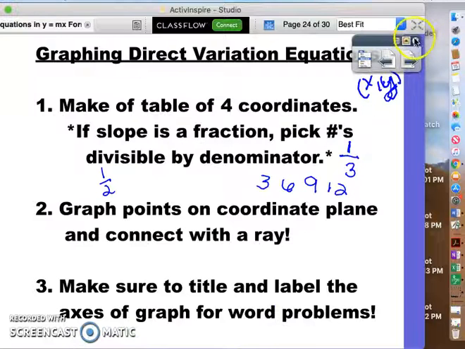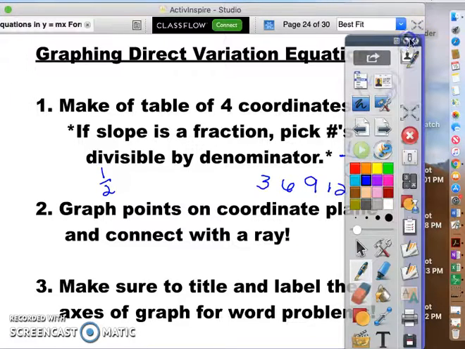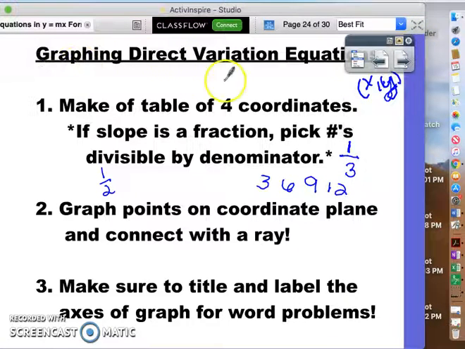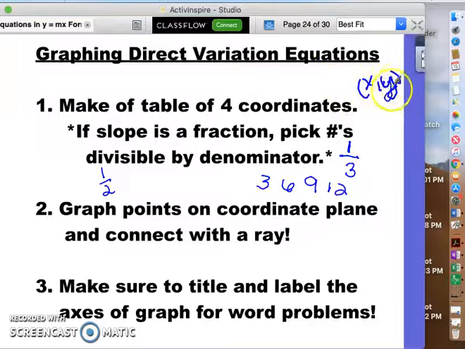Okay, we're going to go one step further, and now we're going to be graphing them. Graphing direct variation equations, remember we have x, y, making a table. First you need to make a table of 4 coordinates. So you're going to choose numbers. I would choose like 0, 1, 2, 3. Sometimes you can add 4 in there.